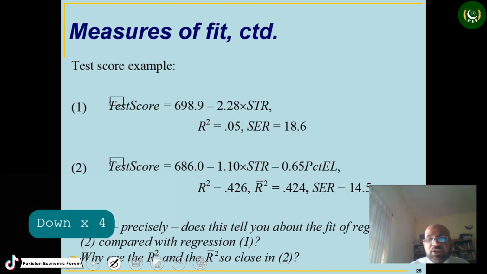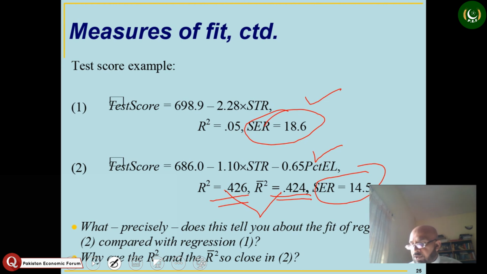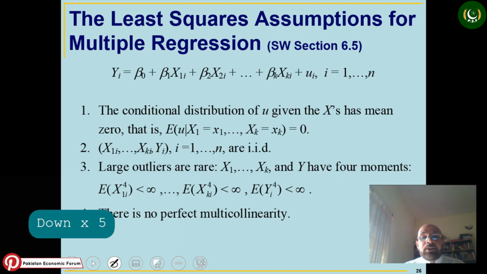So adjusted R square is 0.424, 0.426. If n is very large, there will be little difference between the two. Standard error, you see, when we have included percentage English learners, standard error was before that 18.6, now it is 14.5. So it means now you can estimate your equation with more precision, and residual size has decreased, because standard error of regression is roughly equal to the size of a residual as it measures spread around regression line.